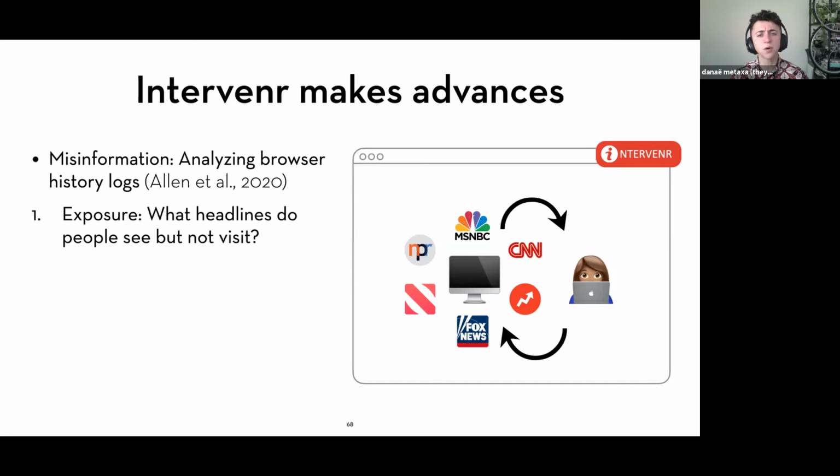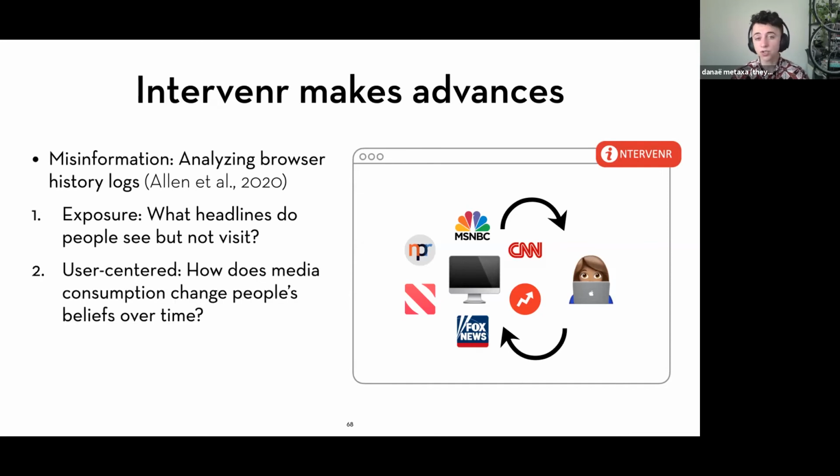First, in terms of exposure, what headlines do people see but not visit? Browser history logs only record the sites that people do visit. In contrast, Intervenor can collect data on each page of a user's browsing and study things like selective avoidance by examining all the links that people see and don't click on.